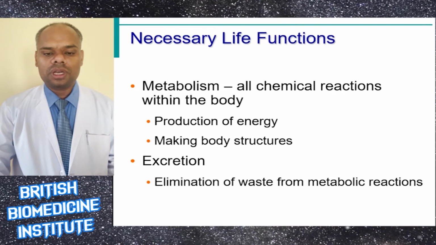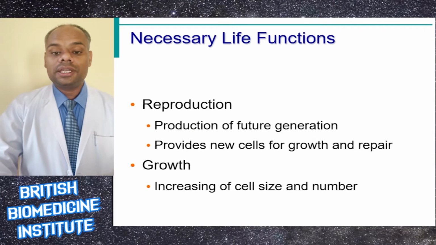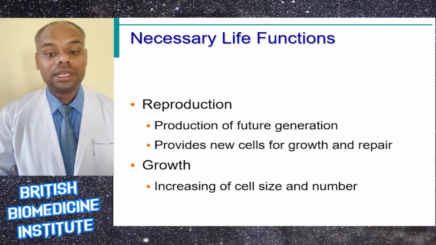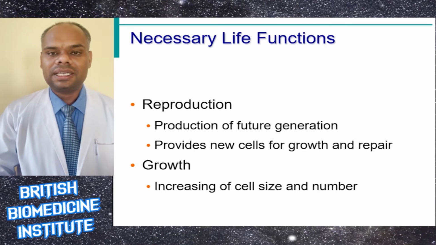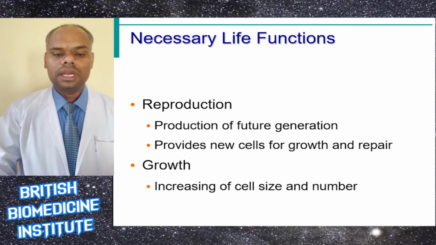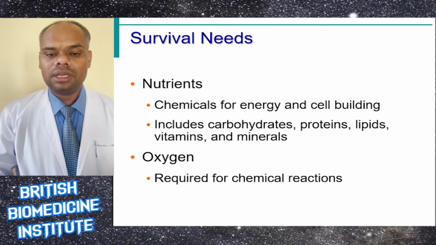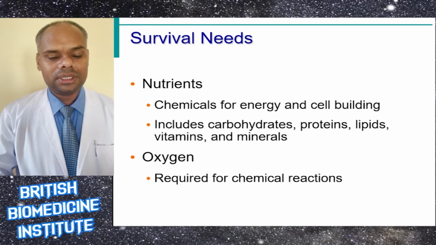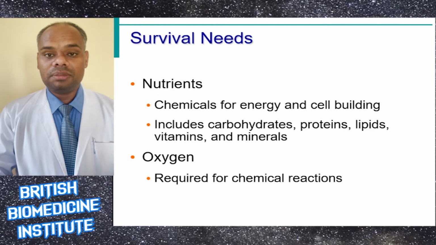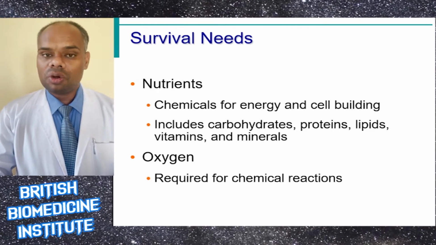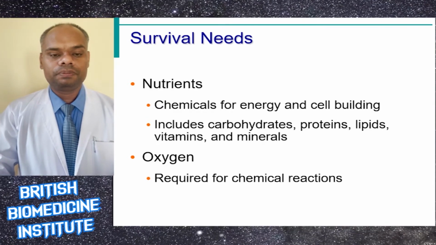Next is reproduction. It helps in production of future generations, and it also provides new cells for repair and growth. Growth hormones increase cell size and number. Next is survival. Nutrients provide chemicals for energy and cell building. They basically include proteins, lipids, vitamins, minerals and carbohydrates, and oxygen is required to carry out various chemical reactions.